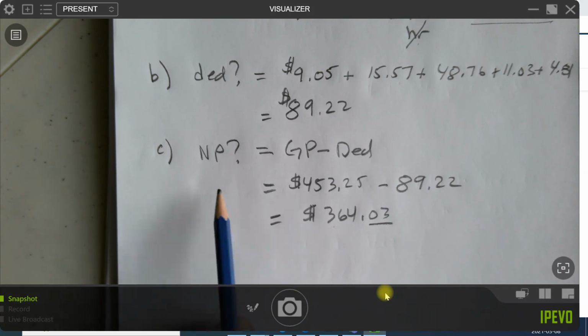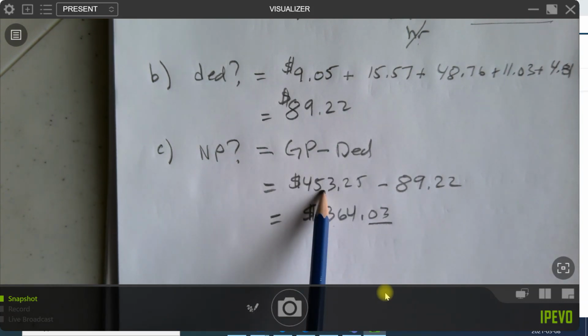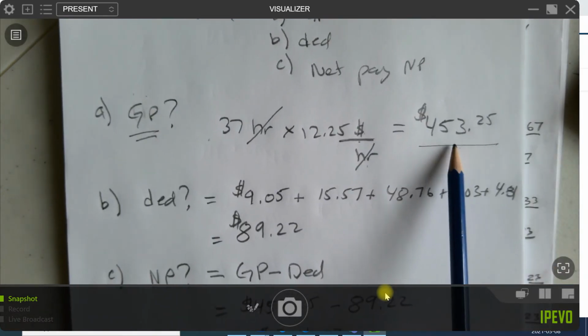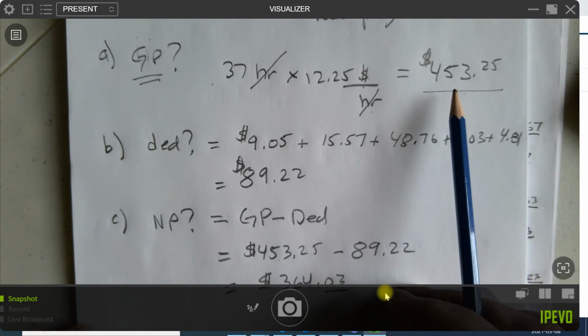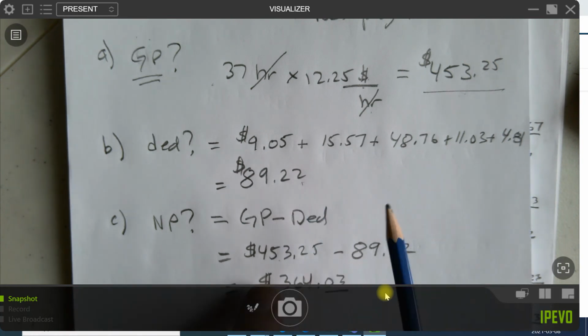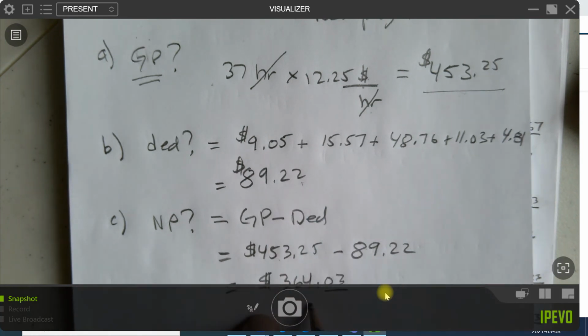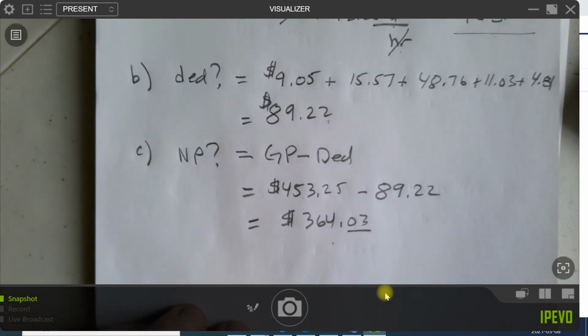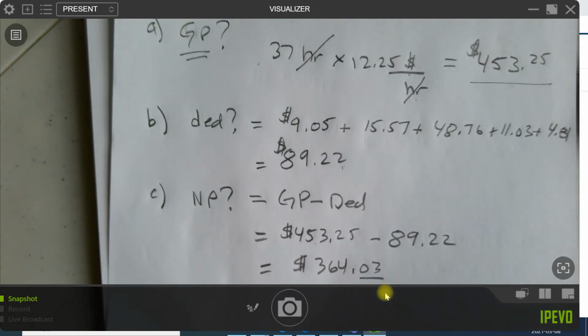So net pay is equal to gross pay minus deductions. We've done that before. We calculated before that our gross pay was $453 from part A. So we just plug that in. And we calculated in part B our deductions was 89. So we subtract that from our gross pay. So gross pay minus deductions gives me my net pay. So there we go. That's question 3C done, and question 3 is done. So let's move on to question number 4.